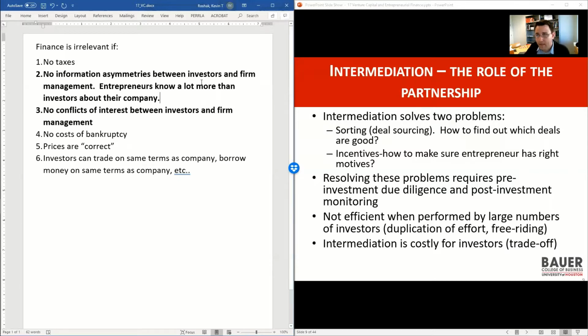That becomes a problem. Like that means the M&M world is not going to hold, and now there's room for some value from finance. The VC is going to be doing research to try to figure out which deals are good, which entrepreneurial companies have promising projects. Likewise, the entrepreneur has very different incentives than investors. Okay, so that's point 3 here. There's no conflicts of interest. Well, there are going to be conflicts of interest between the entrepreneurs and the investors. What the VC is going to do, once you find the good projects, you also want to make sure the incentives are aligned.